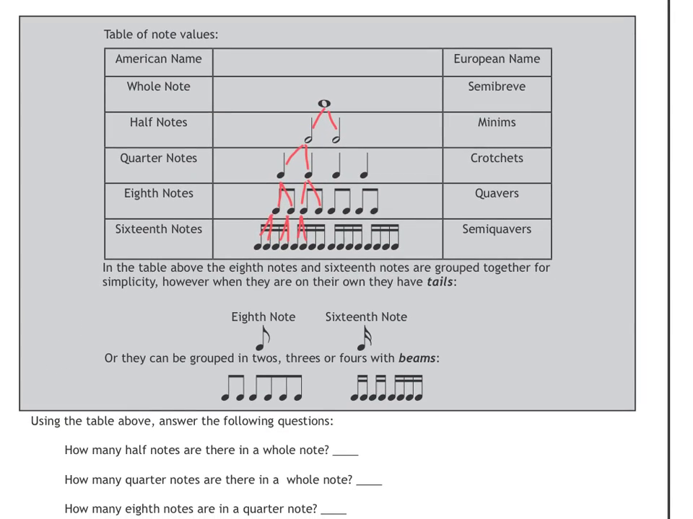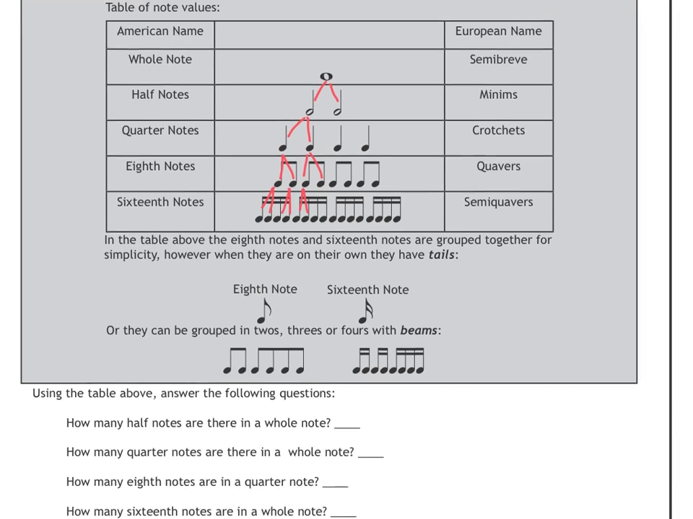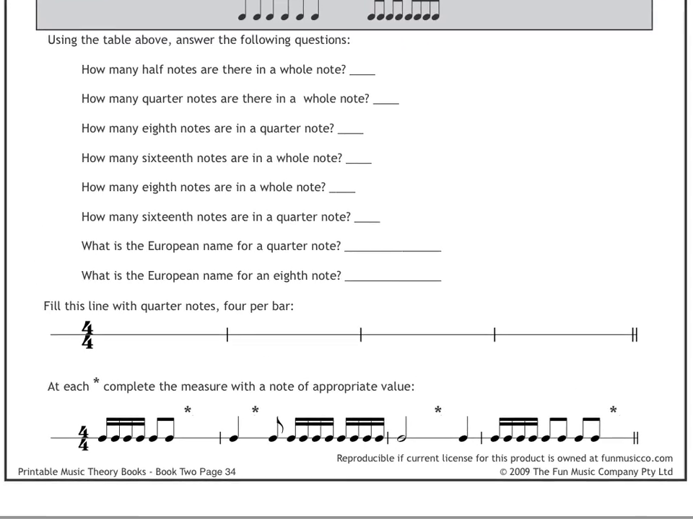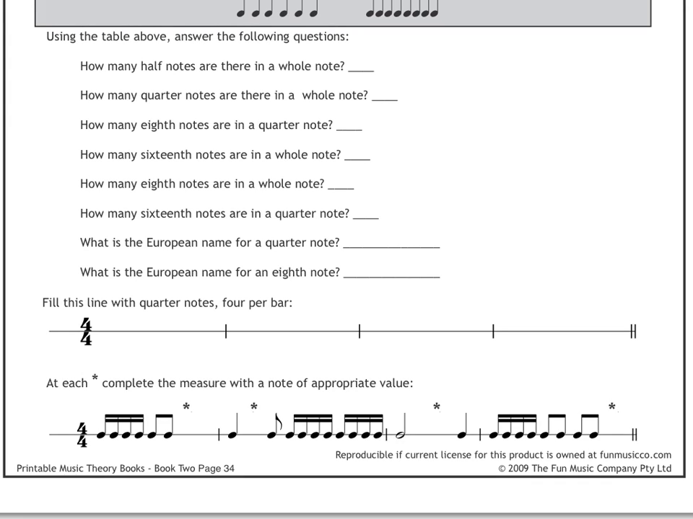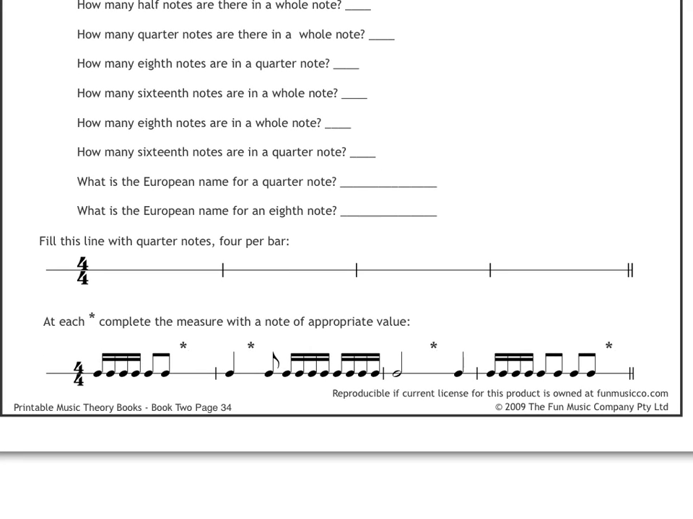And it really is just fractions. If you know your fractions, you can do some simple math, such as what they're asking you to do at the bottom here. So using the table above, answer the following questions. How many of this note value are in that note? Fill it in, and away you go. As you move down the page, fill this line with quarter notes, 4 per bar. I'm not sure why they're asking you to do this at the grade 10 level, because certainly you all know how to draw quarter notes, but give it a go. At the bottom of the page here, it says, at each asterisk, complete the measure with a note of appropriate value.